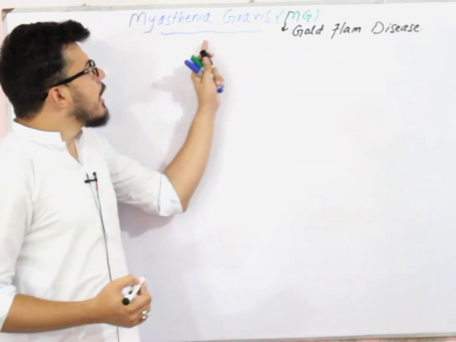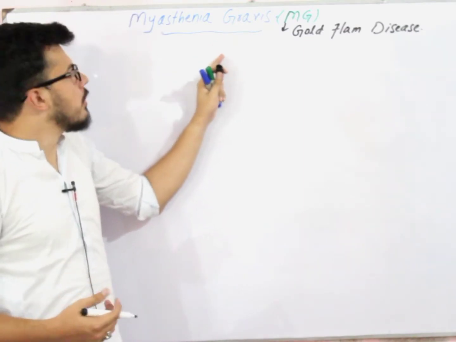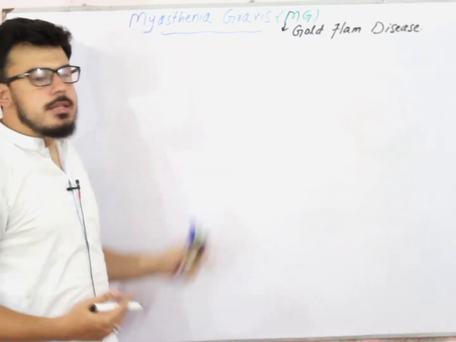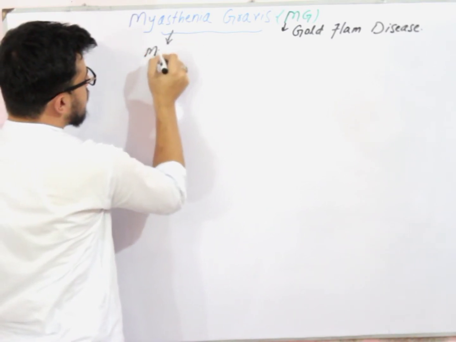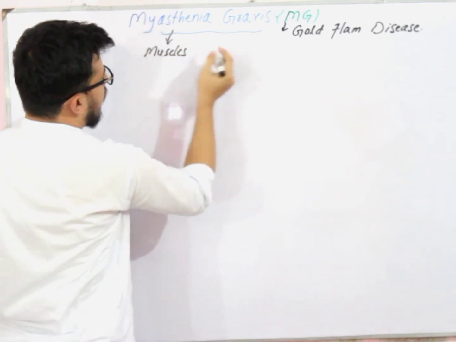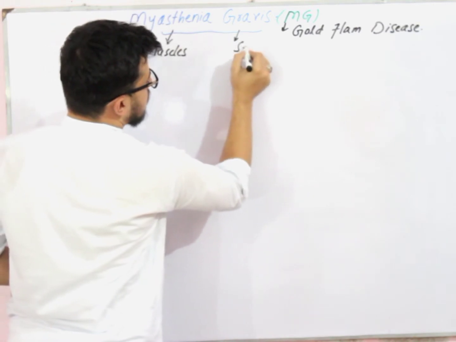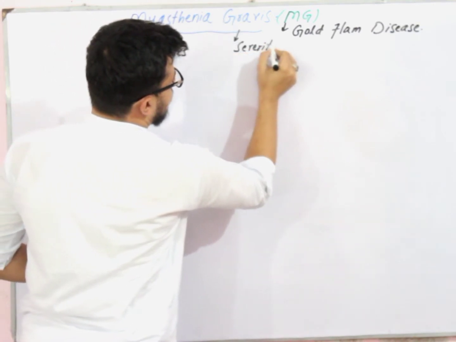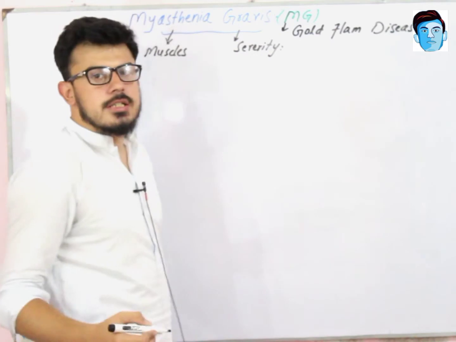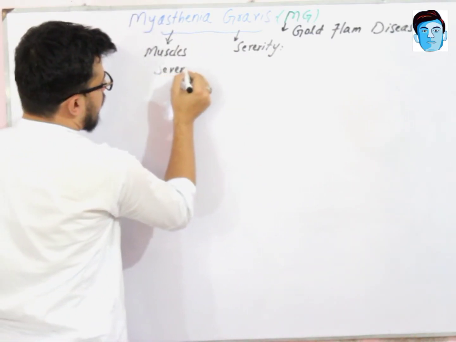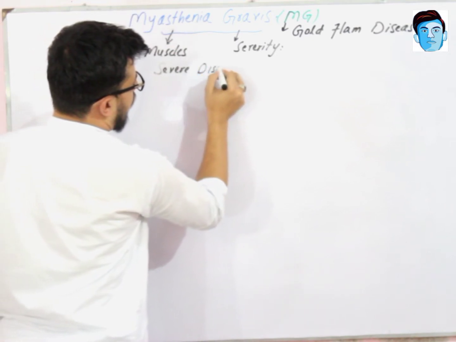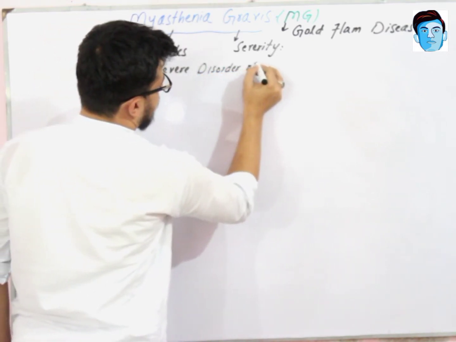Now Myasthenia Gravis, actually it is a combination of two words. Myasthenia is related with muscles, while gravis is related with severity. So what does it mean? It means it is a severe disorder of the muscle.